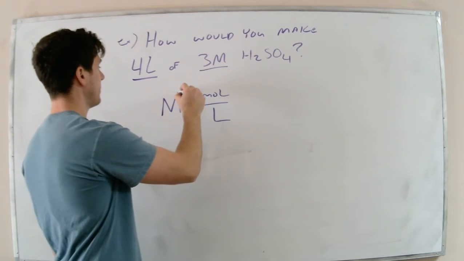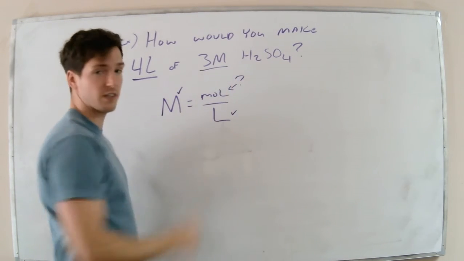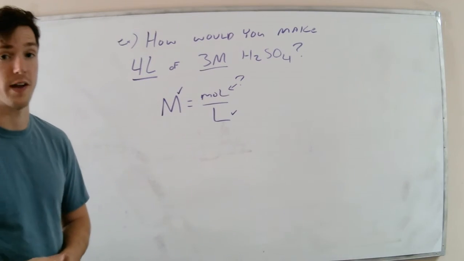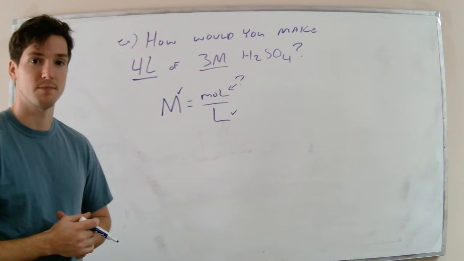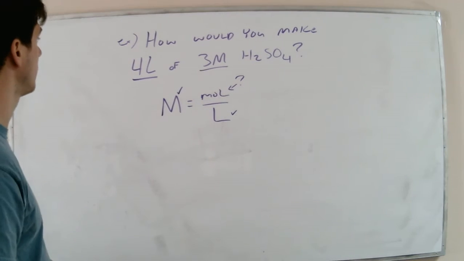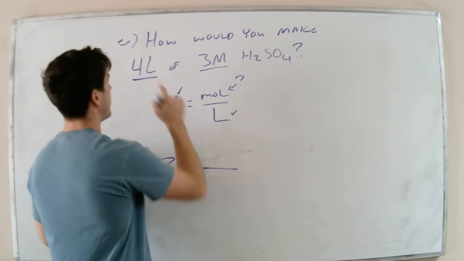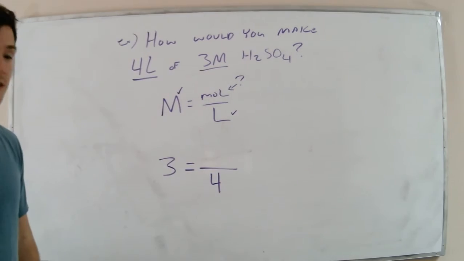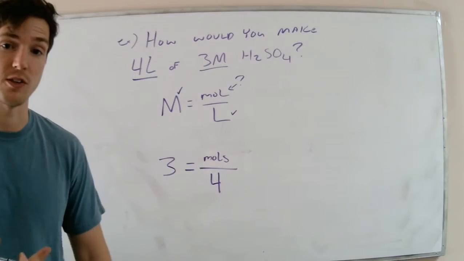Well, I have molarity, I have liters. Let's figure out moles. If I can figure out moles, I could definitely go from moles to grams, and then we could start to think about how we want to make this solution. Okay? So again, we are dealing with a 3 molar solution. It is 4 liters. And now let's figure out how many moles of H2SO4 that is.